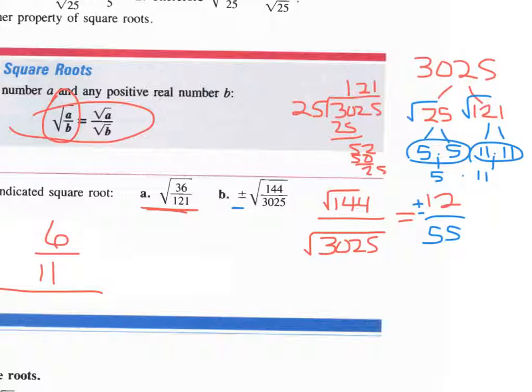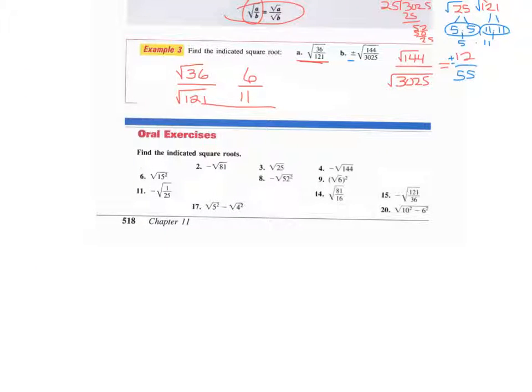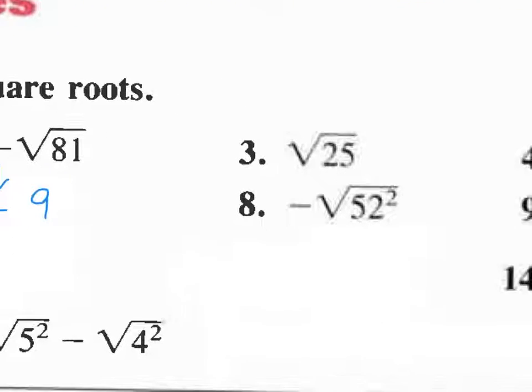So at the beginning part of the homework, all you're going to be doing is finding the square root. So let's practice a few more. So this first one, negative square root of 81. Anybody know what number times itself gives me 81? 9. So notice the negative sign out front. You're going to drop it down, and the answer is negative 9. Let's look at number 3. Anybody know what number times itself gives me 25?